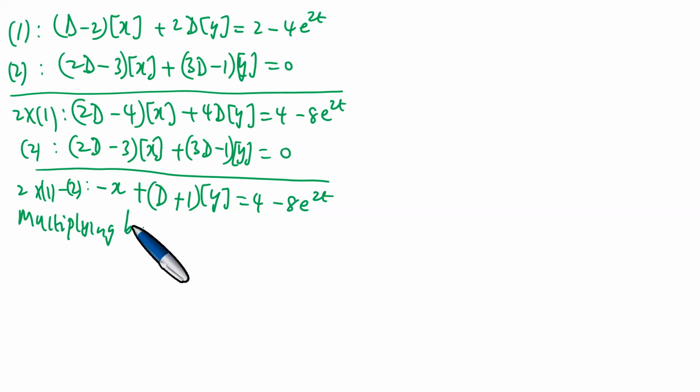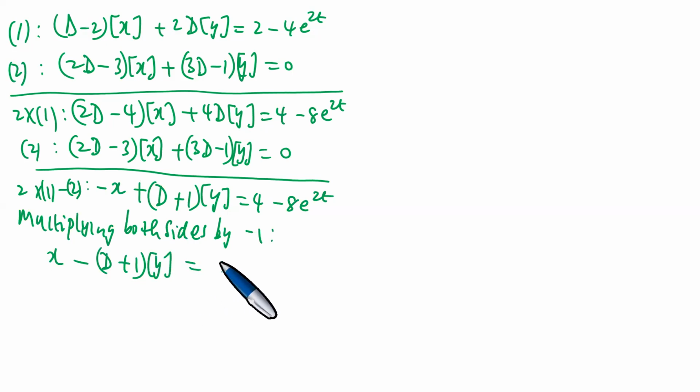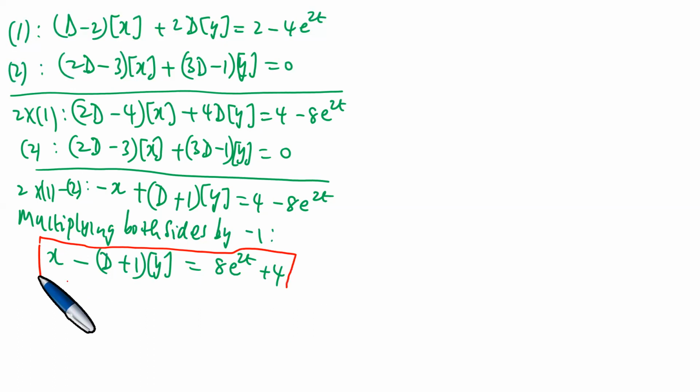Multiplying both sides by minus 1 for argument's sake. Here we get x minus (d plus 1) operator on y, which is 8e to the twice t plus 4. Now we have got that one, and this one is sort of an achievement for us. Let me just put it in a block, in a red block like this. Okay, we got one achievement.